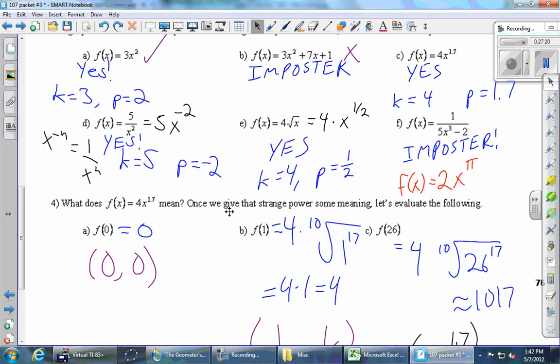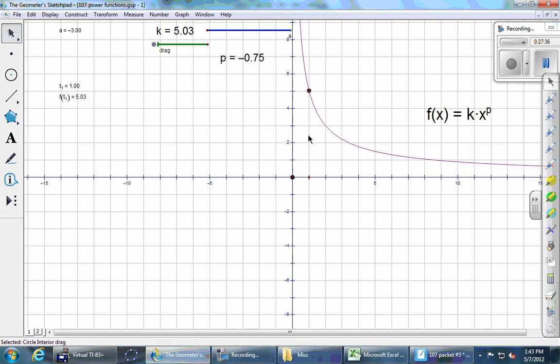Let's go back to this guy. Is the origin on this graph right here? What happens if you plug in x equals 0? It's undefined. Right, it's undefined. Okay, so I lied to you. If it's defined, the origin is on the graph. If not, then it doesn't hit the graph.